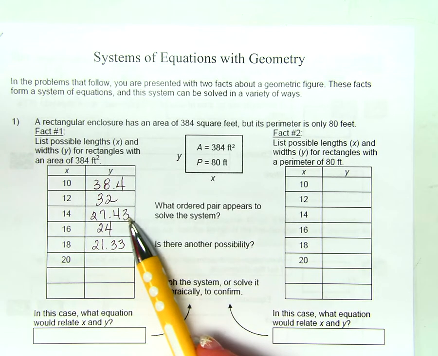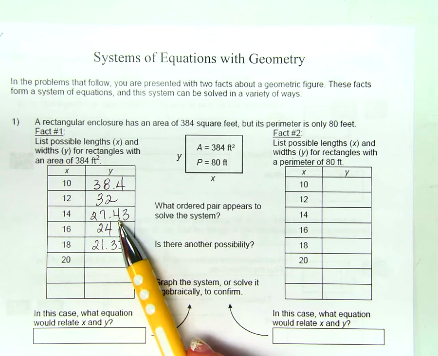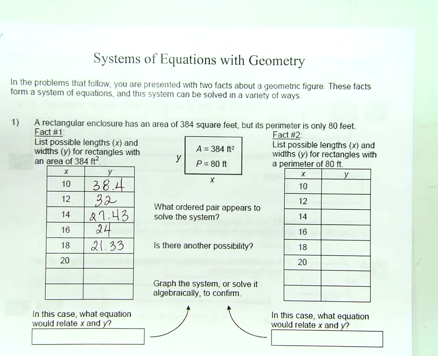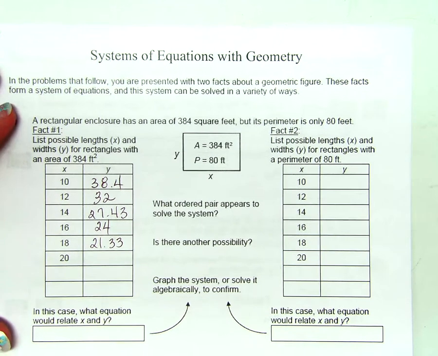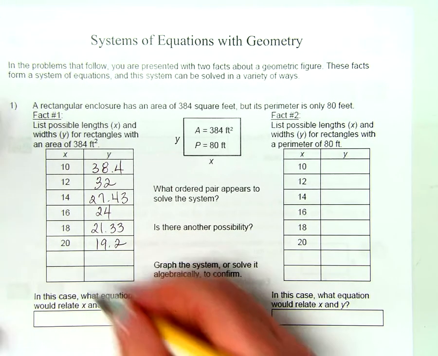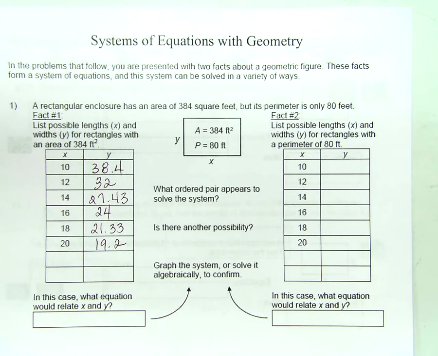We're going to round it to the, what place is that called? Hundredths, right? Tenths is the first one, hundredths is the second one. Let's round to hundredths in this problem. What about if x is 20, what is y? 19.2, okay? There's 2 more down here. What do you think we should put in there?